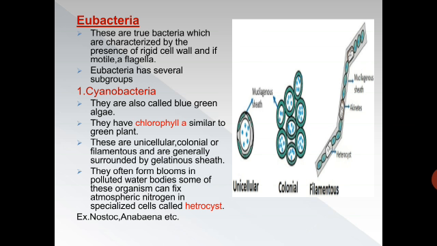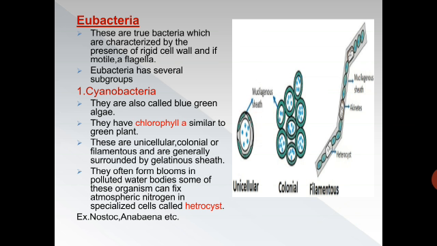The first one is cyanobacteria. These cyanobacteria are also called blue-green algae. They have chlorophyll A similar to green plants. These are unicellular, colonial or filamentous and are generally surrounded by a gelatinous sheath. They are enveloped by the mucilaginous sheath, which is called the gelatinous sheath.